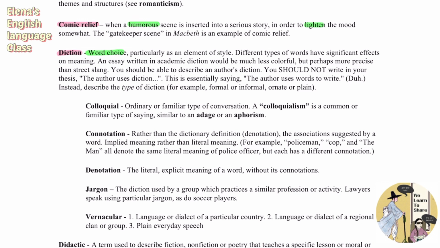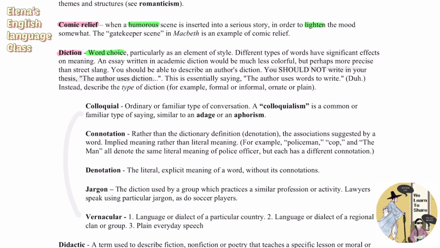So there are different dictions or word choices that the author needs to deploy at certain times, according to the types of writing. They will write with a more formal word choice than street slang if they're writing an essay or a journal that they need to present in a more formal situation, right? So you should be able to describe an author's diction, and this is very important because you should not write in your thesis that the author uses diction, because diction literally means just word choice. So you need to write what kind of diction, what type of diction, which we're going to look over here.